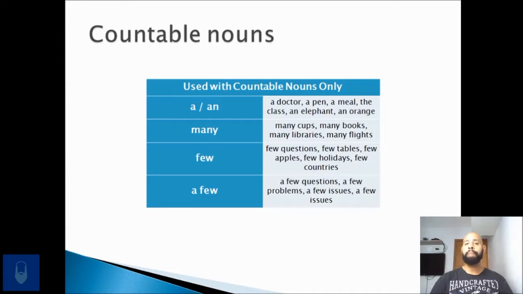Another thing that's important to remember or to memorize about countable nouns is algumas palavras a gente vai usar somente com countable nouns, iguais nós temos aqui. A or an equal one, we have a doctor, a pen, a class, an elephant, or an orange. Many or muitos, many cups, many books, many libraries, many flights, few, poucos, few questions, few tables, few holidays, and a few, pouco, a few questions, a few problems, and a few issues. Ou seja, essas palavras a, an, many, few, and a few we use only for countable nouns, ou seja, essas palavras somente para palavras contáveis.